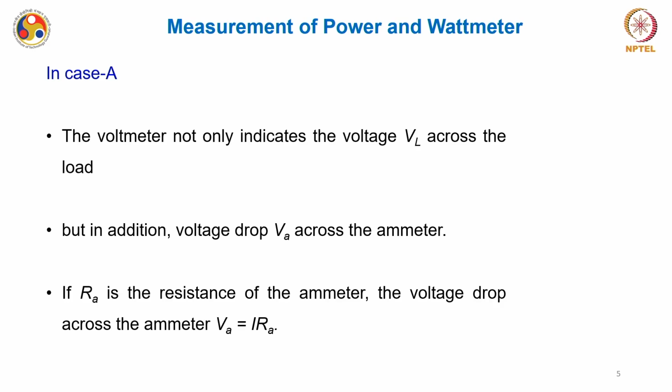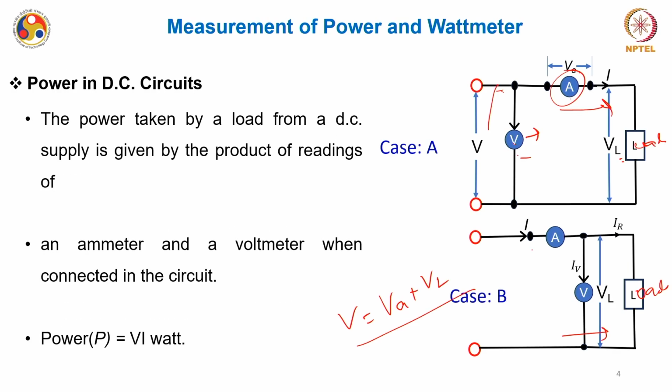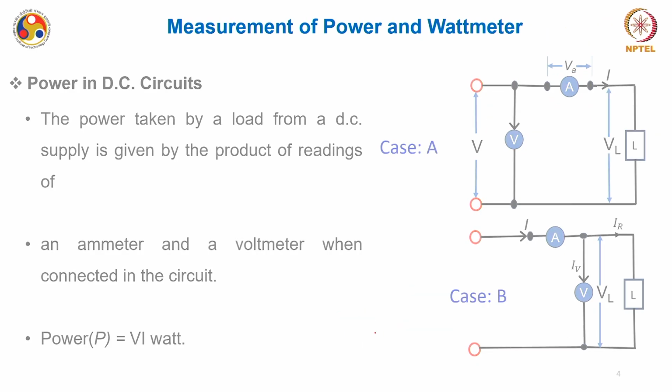Okay. So if RA is the resistance of the ammeter, which may be very small, the voltage drop across the ammeter can be given as VA. Or say this VA can be given as the current flowing through the ammeter I into the resistance of the ammeter, which is I RA. So this VA is given as I into RA in this equation, right?